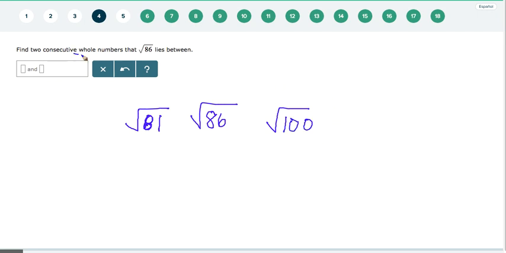Now the directions look for whole numbers. I want whole numbers. These are not whole numbers. I need to find the perfect squares that are above and below, because if I can find the perfect squares, then I can square root and get my whole numbers. Square root of 86 is between 9 and 10. So get your perfect squares that are above and below, square root them to get your answer.